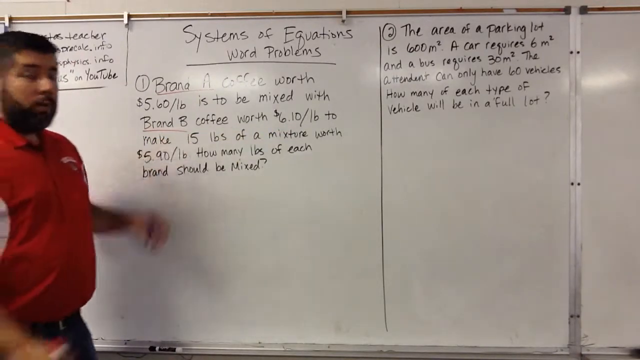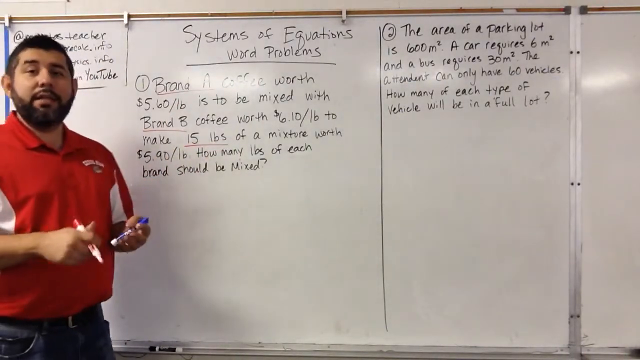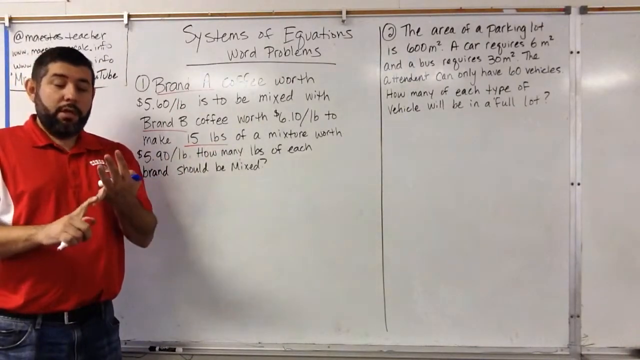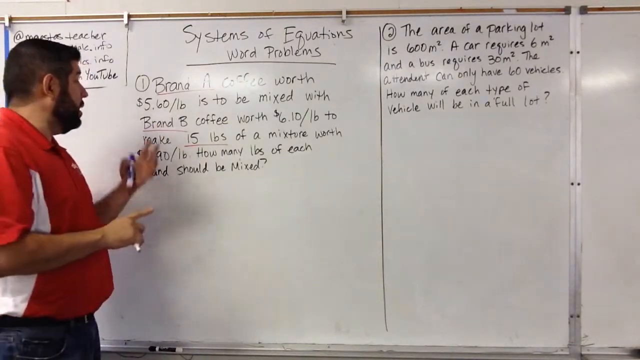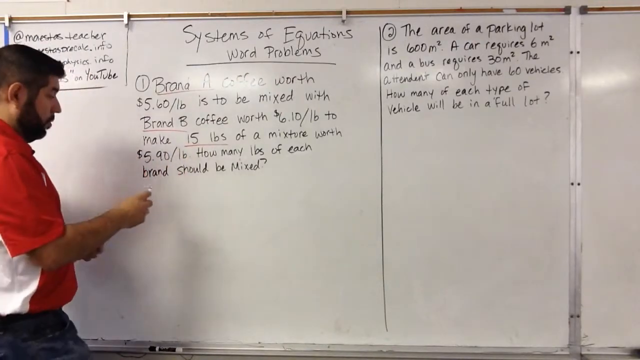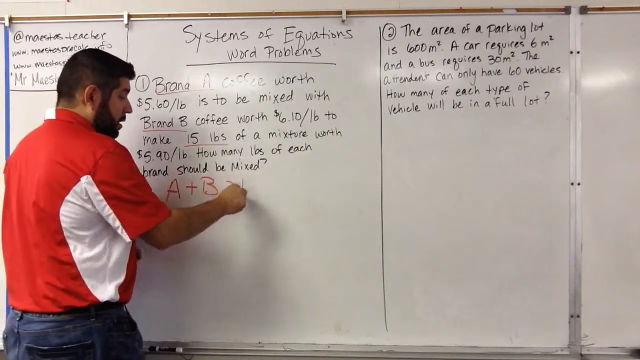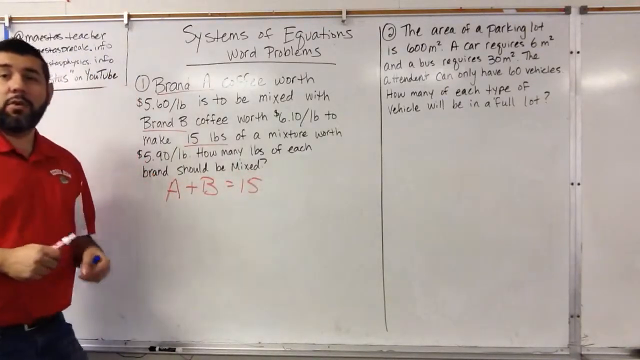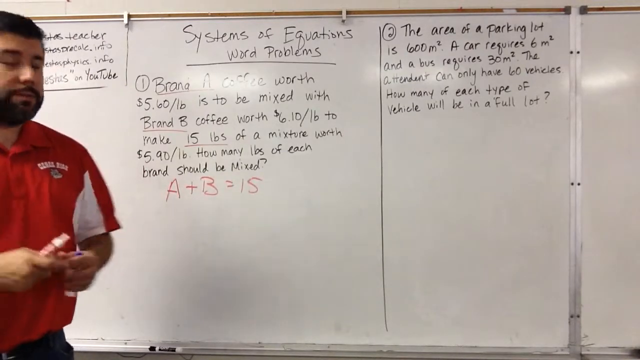Now we're going to have a total, here's our total of 15 pounds. If we added the number of pounds from coffee A and the number of pounds from coffee B, we should have 15 pounds total. So coffee A plus coffee B is equal to 15. That's our total amount of coffee in our mixture.